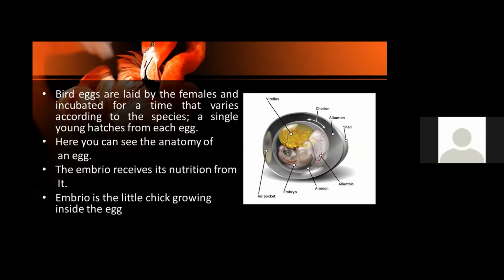Here you can see the anatomy of an egg. The embryo receives its nutrition from it. Embryo is the little chick growing inside the egg.